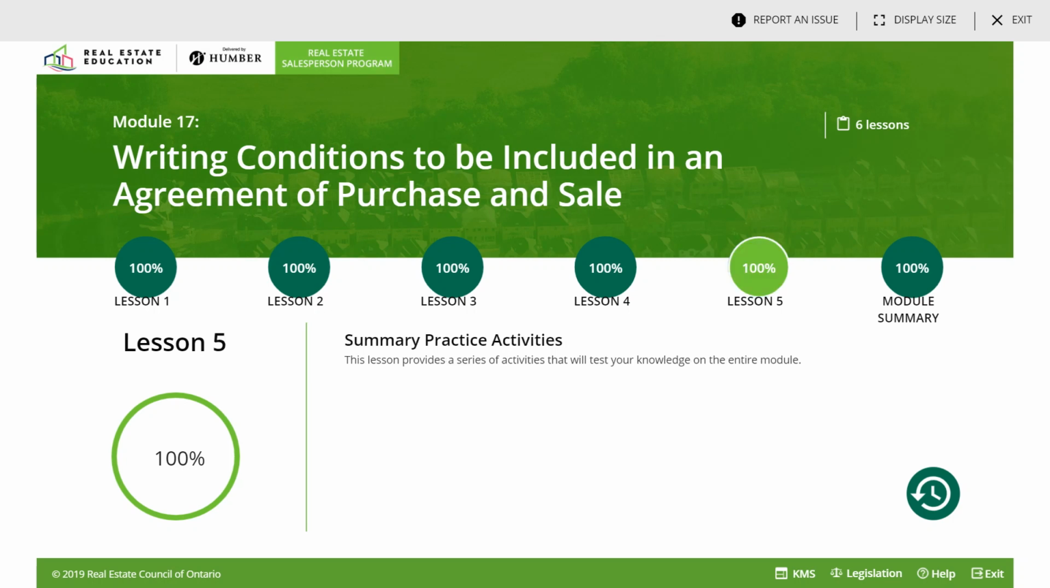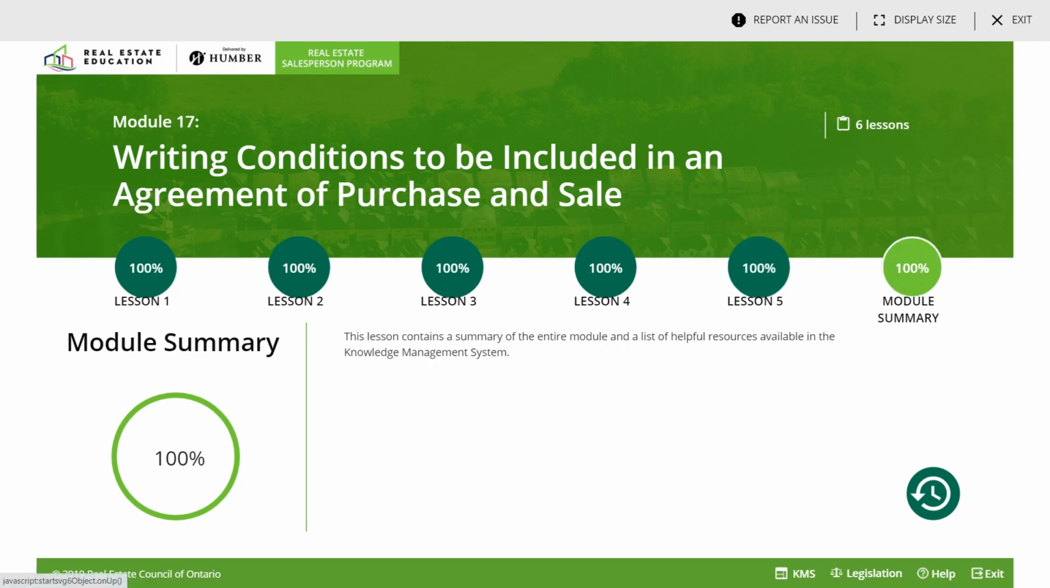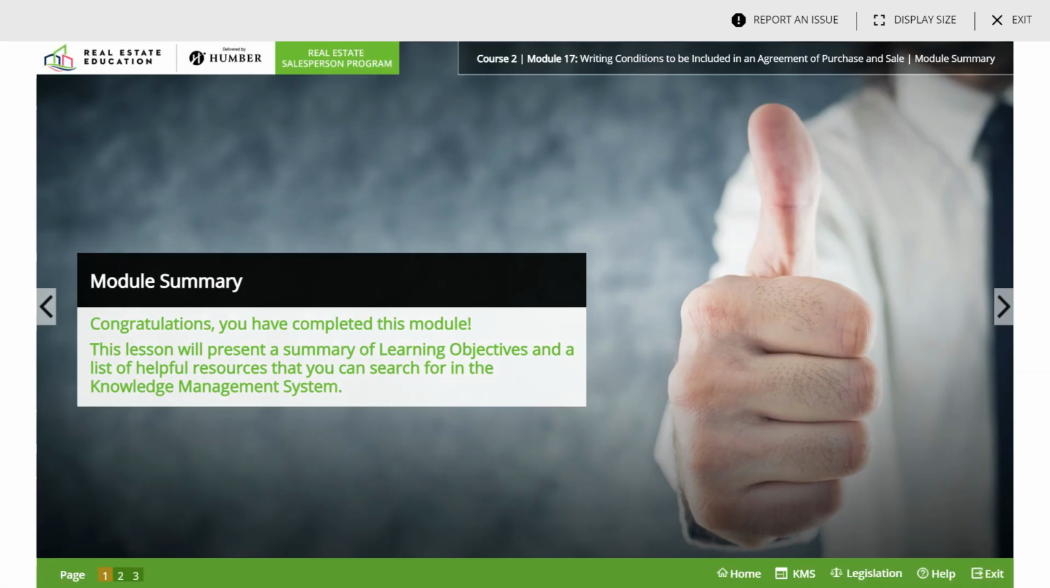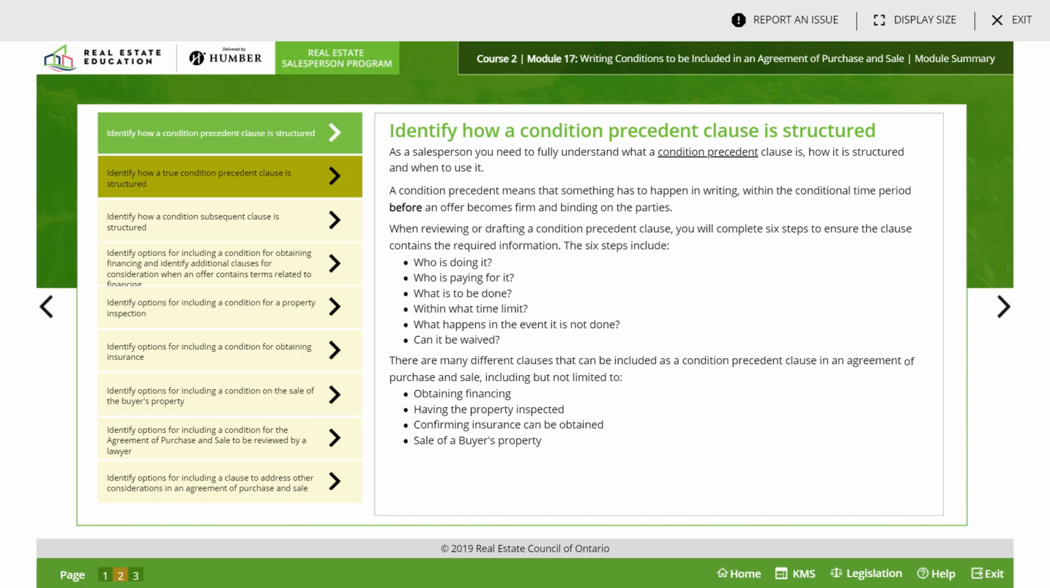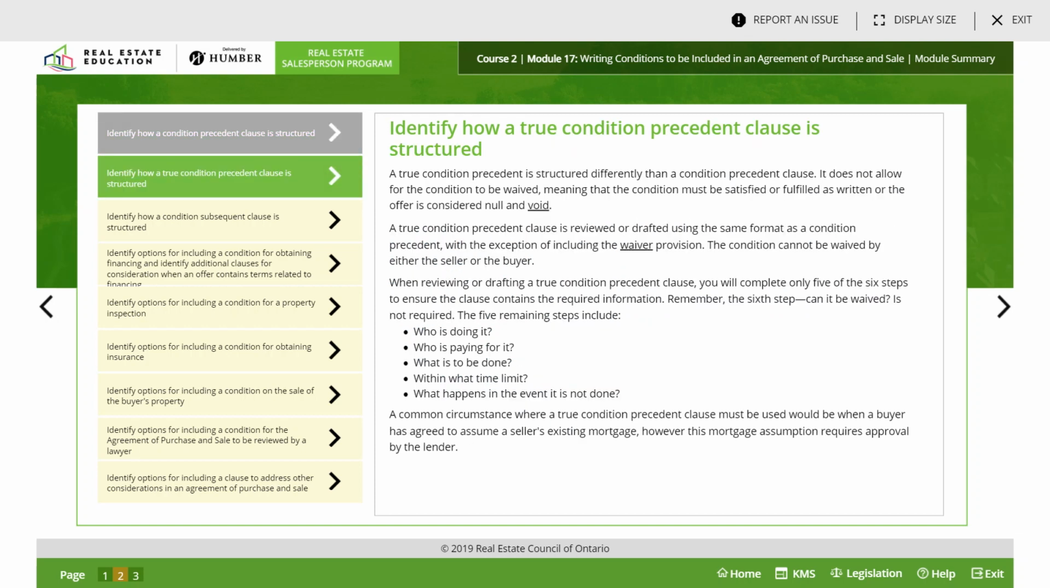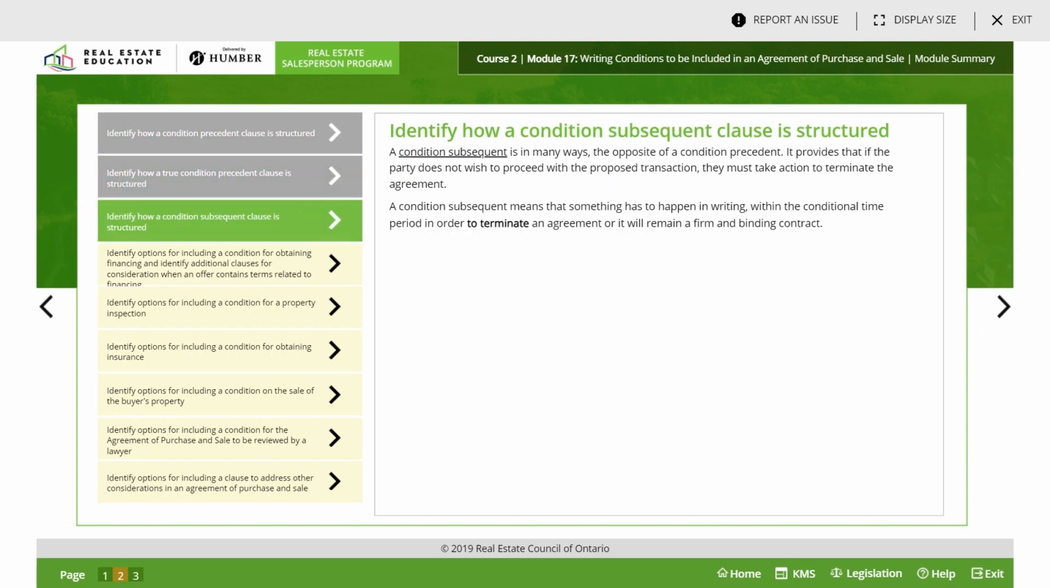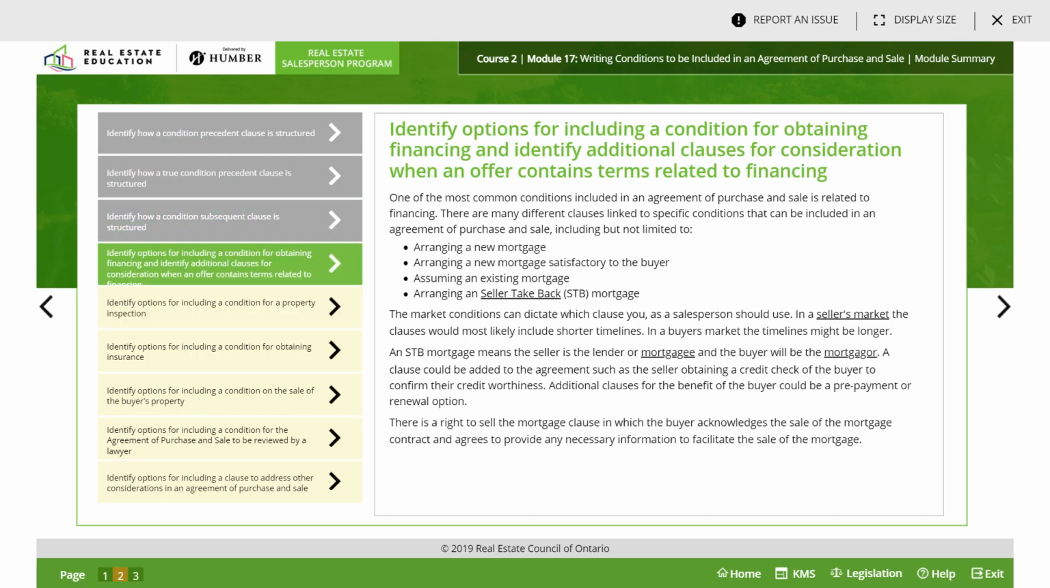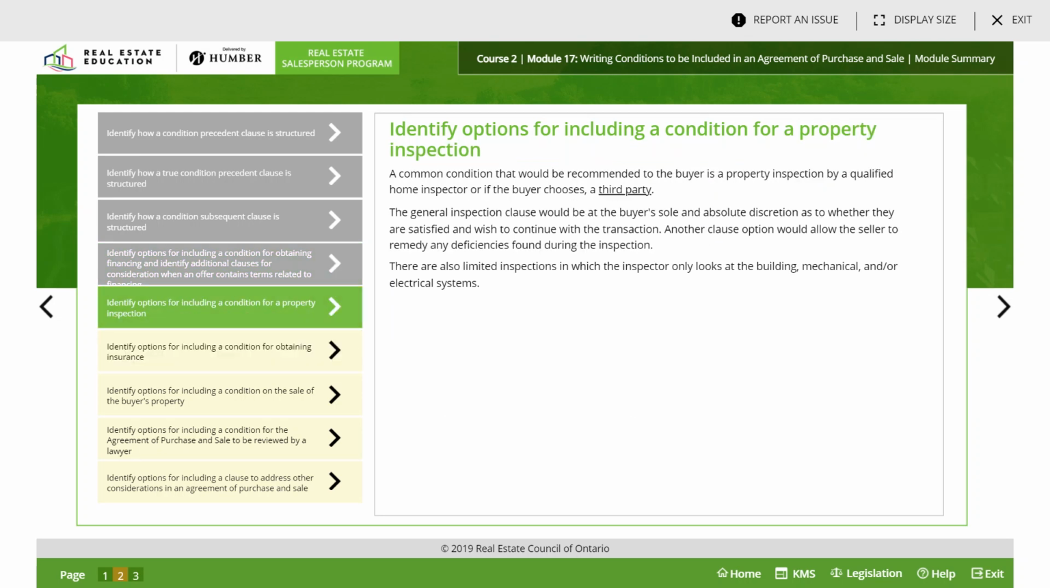Okay, moving on to lesson 5. Lesson 5 is practice summary activities, which I highly recommend you do on your own. Let's see if we have any cool information in the module summary. Okay, we've already talked about this.